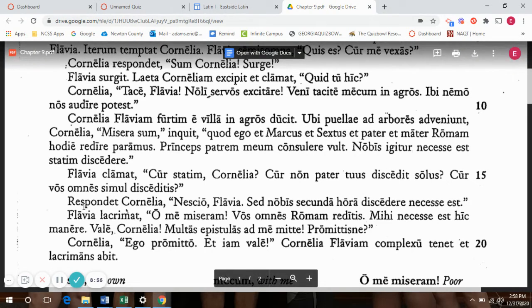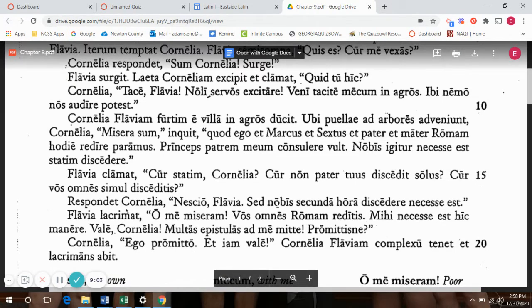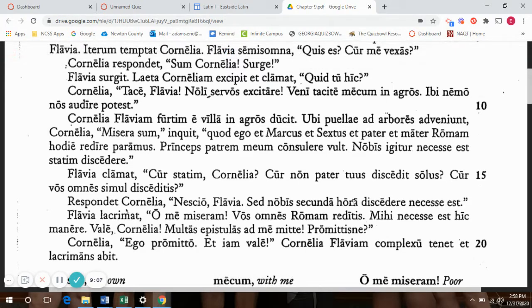And of course, Cornelia responds, Nescio Flavia, I do not know Flavia, but it is necessary, nobis, again the dative case, for us to go away, to depart, discedere, secunda hora. Now, in the ablative, you will learn that that's what we have here with the long a endings, those are ablatives. If there is not a preposition, as we have seen before, the way that you must translate ablatives, as we have said in class previously, is either by, with, because of, from, in, on, or at. Here, because we're talking about the second hour, I would imagine it's probably going to be at the second hour.